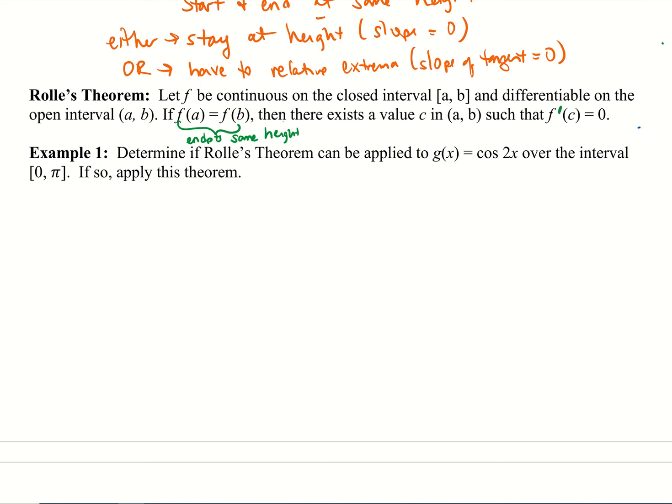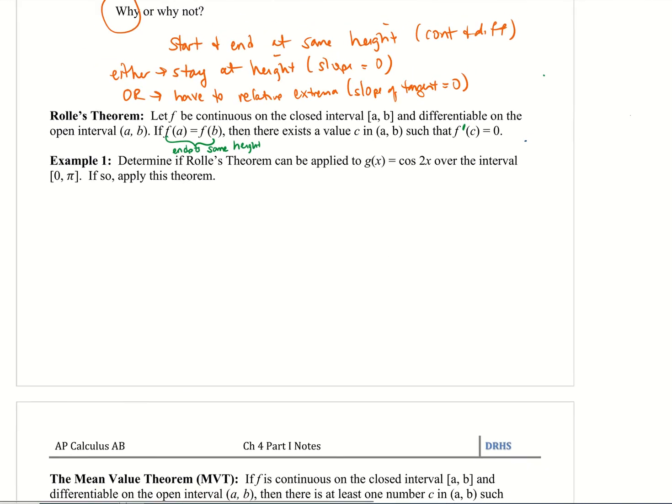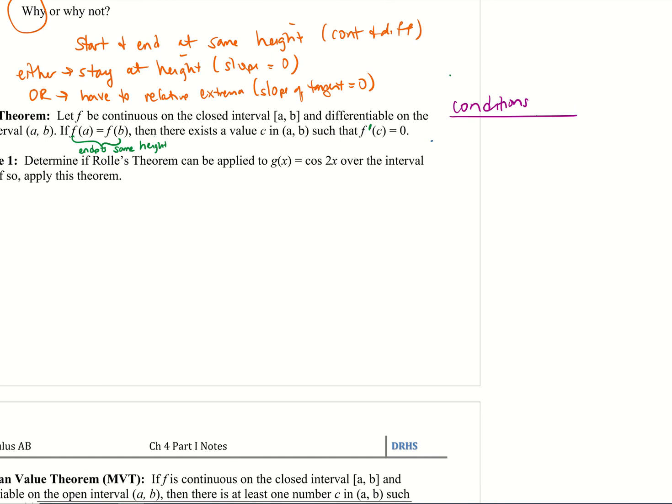Now what we have to do is understand a little bit about the language of these theorems. All of these theorems have conditions. They all do. And Rolle's theorem has conditions that we have to meet, and then it has a conclusion that will be true if the three conditions are all met.